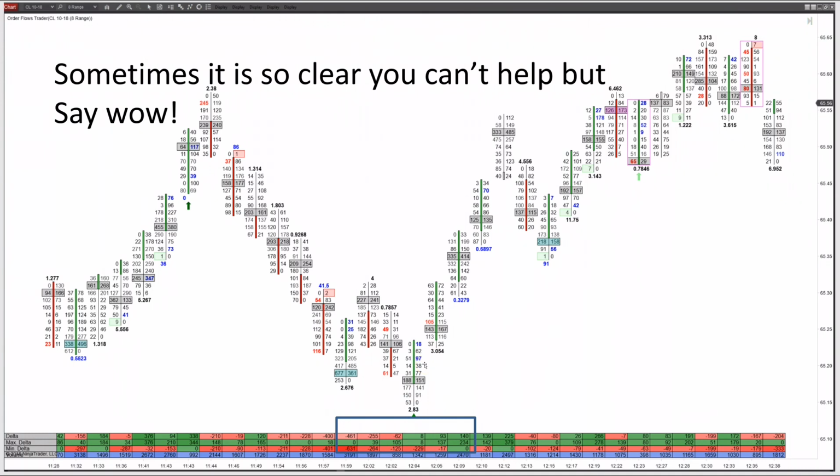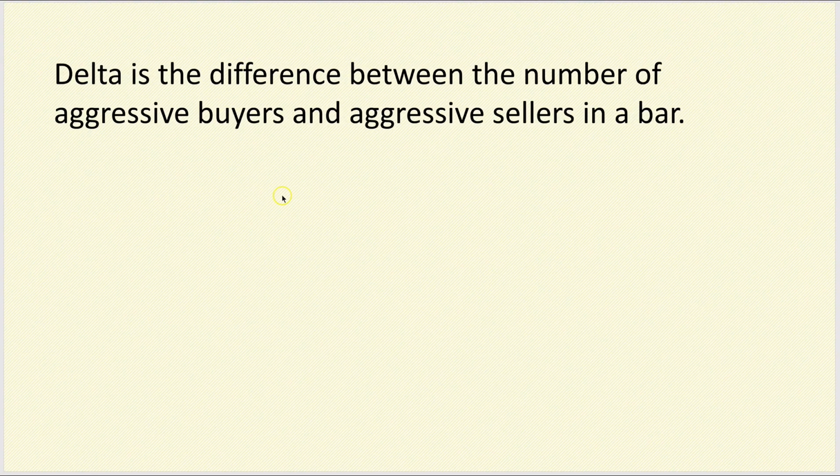What's happening? The market's selling off. It's getting cheaper and cheaper and cheaper. And as it gets cheaper, it starts attracting buyers, right? Because people are saying, hey, you know what? This market's cheap. I should get long. And then you start seeing it. The aggressive buyers are outnumbering the aggressive sellers, right? Because remember, delta is a difference between the number of aggressive buyers and aggressive sellers in a bar.